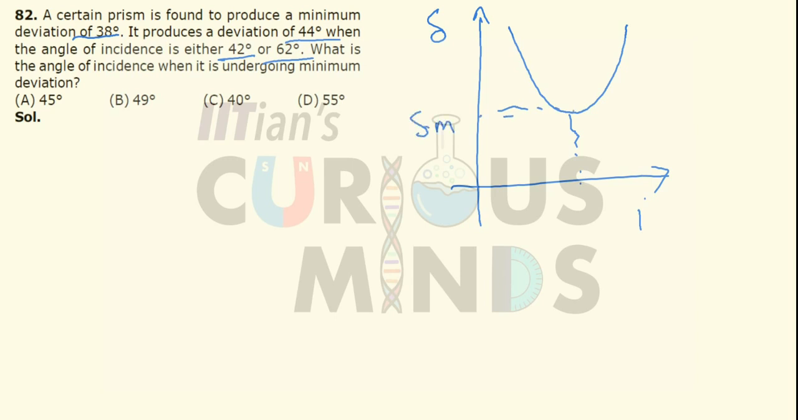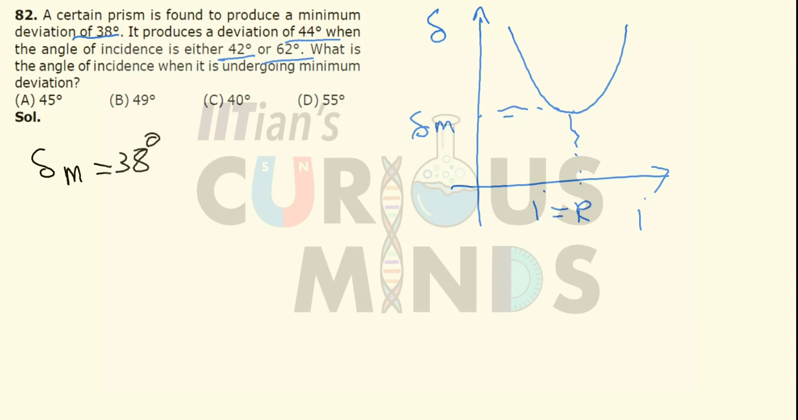At minimum deviation, as we know, the angle of incidence will be equal to the angle of emergence. Here the minimum deviation is delta m, and the minimum deviation delta m is given as 38 degree.